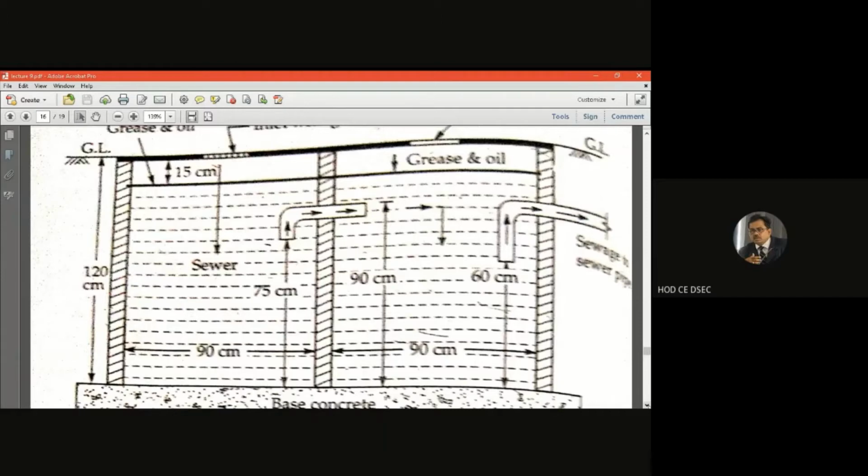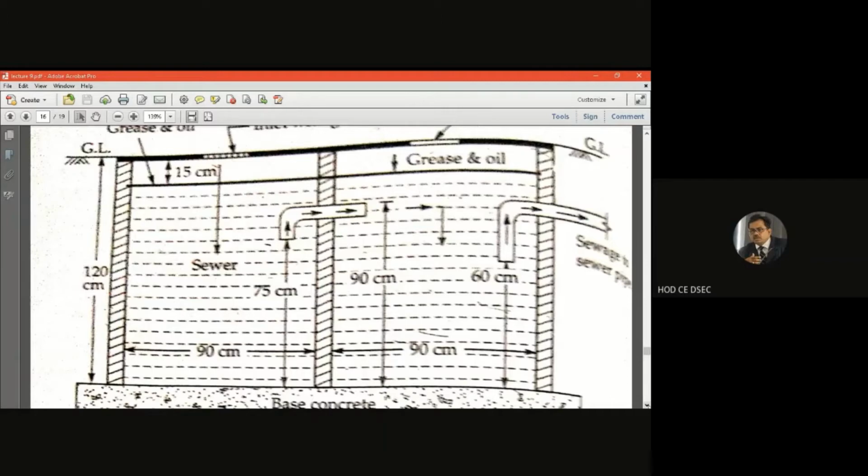Hence, if you see the right side of the diagram, if you see the outlet, it is seen that the outlet draws the sewage from the lower level, so automatically grease and oil will get excluded because grease and oil are in the upper part of the water. So if I am extracting the sewer water from the lower level, definitely the oil and grease will get excluded. This is the basic principle of this system, that means the oil and grease traps.